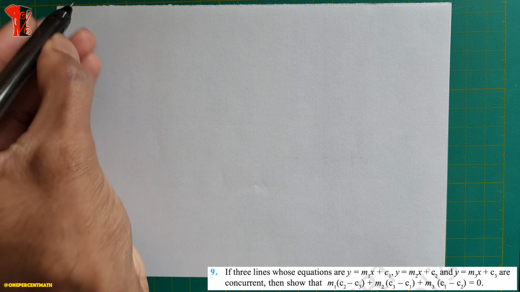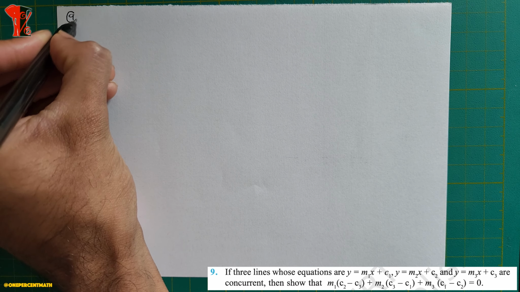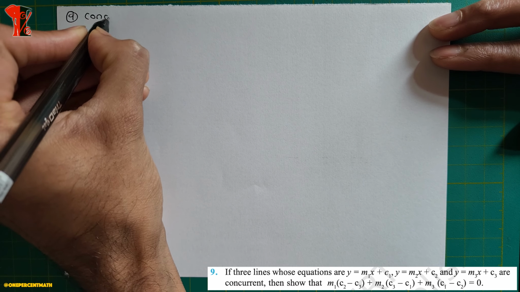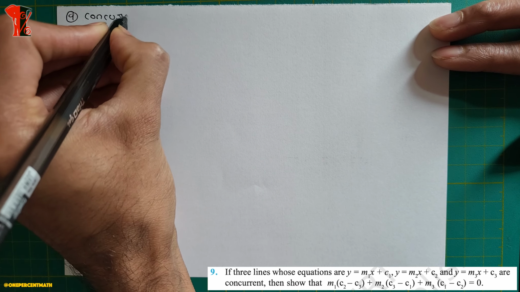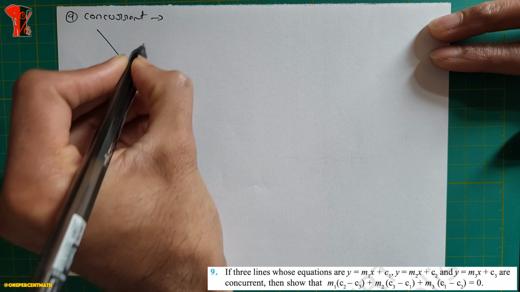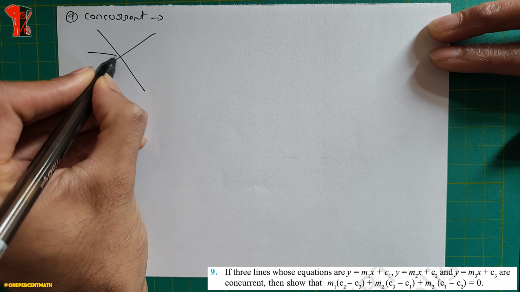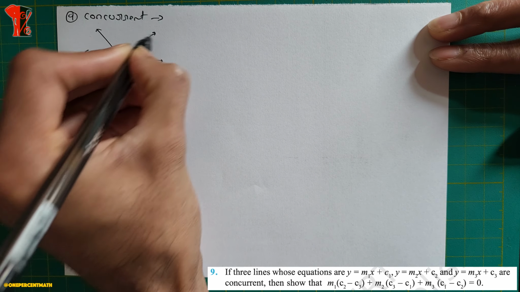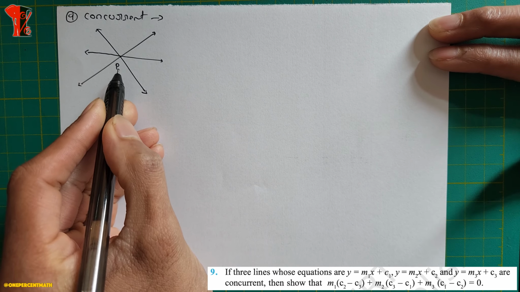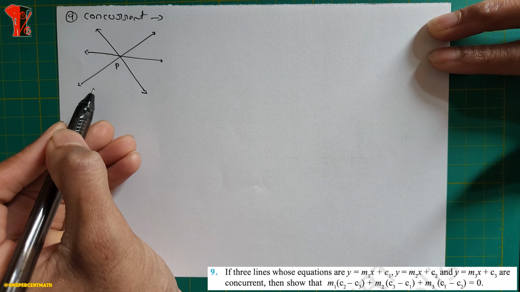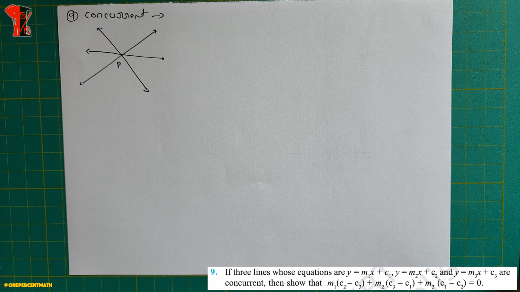So in question number 9, the first word they have used is concurrent, right? Concurrent. Okay, concurrent means what? The three lines intersect at one point. And since they meet at one single point P, we call that point the concurrent point, and the lines are called concurrent lines. So each of these lines is given with a different equation.